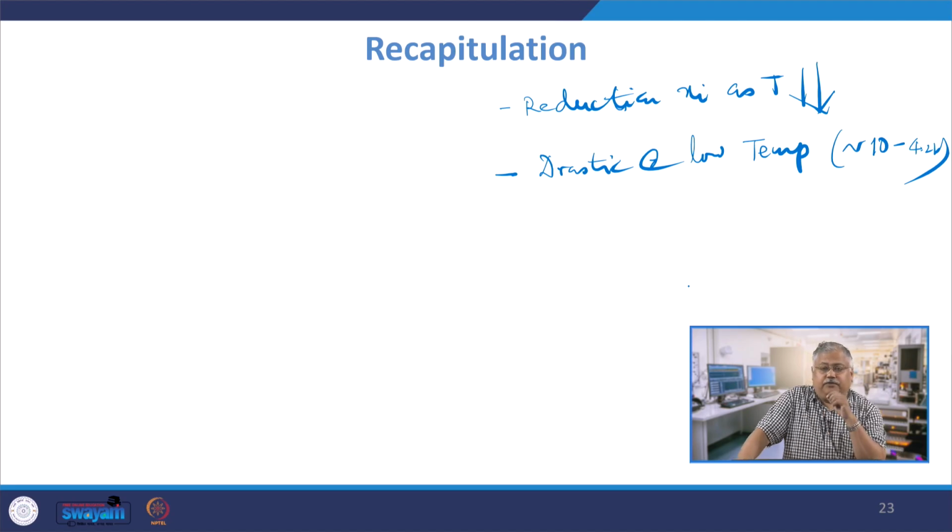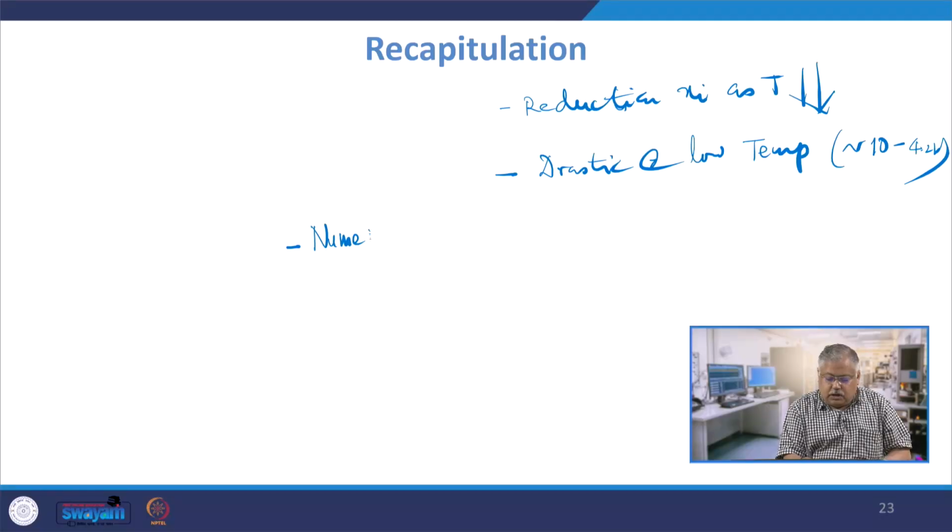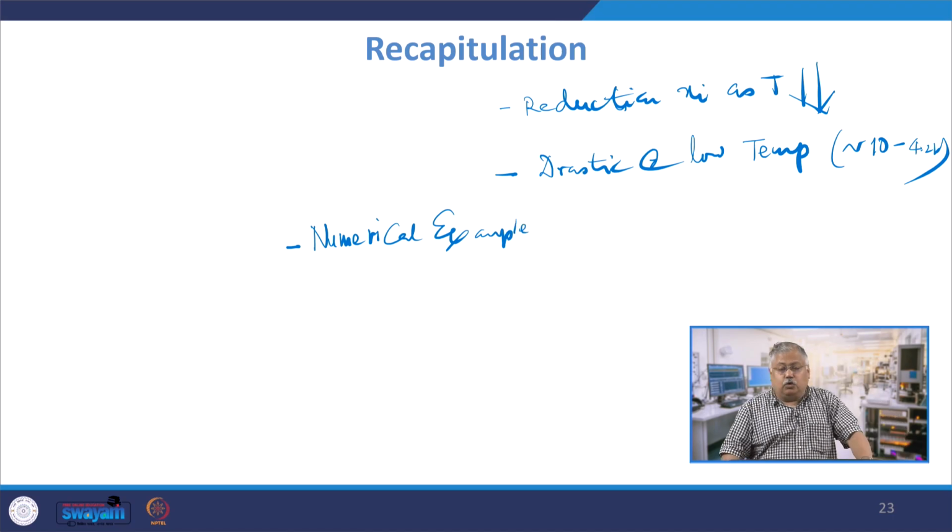So, when you talk of cryogenic temperatures, the cost we are paying for working at cryogenic is that your intrinsic carrier concentrations are very, very low. The last thing which we came to, that we gave a numerical example to showcase the low temperature change with respect to Ni.